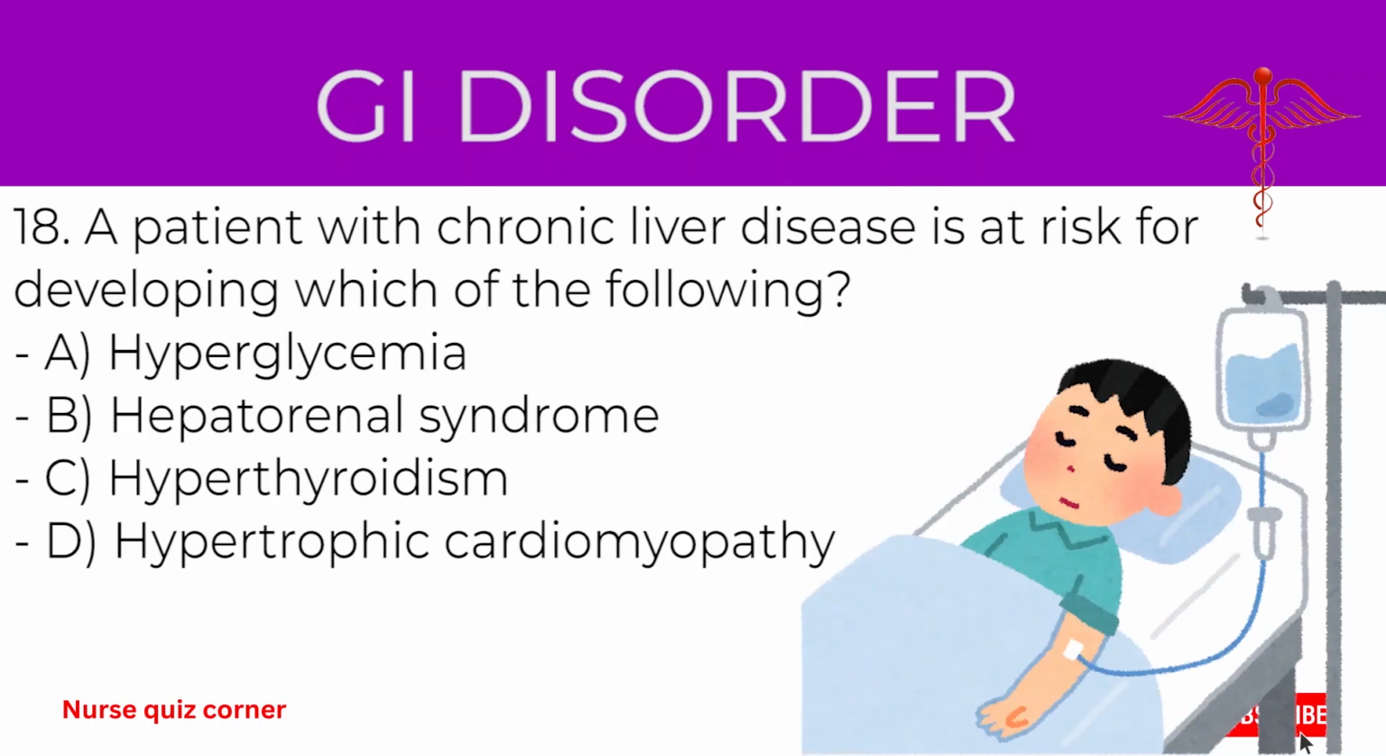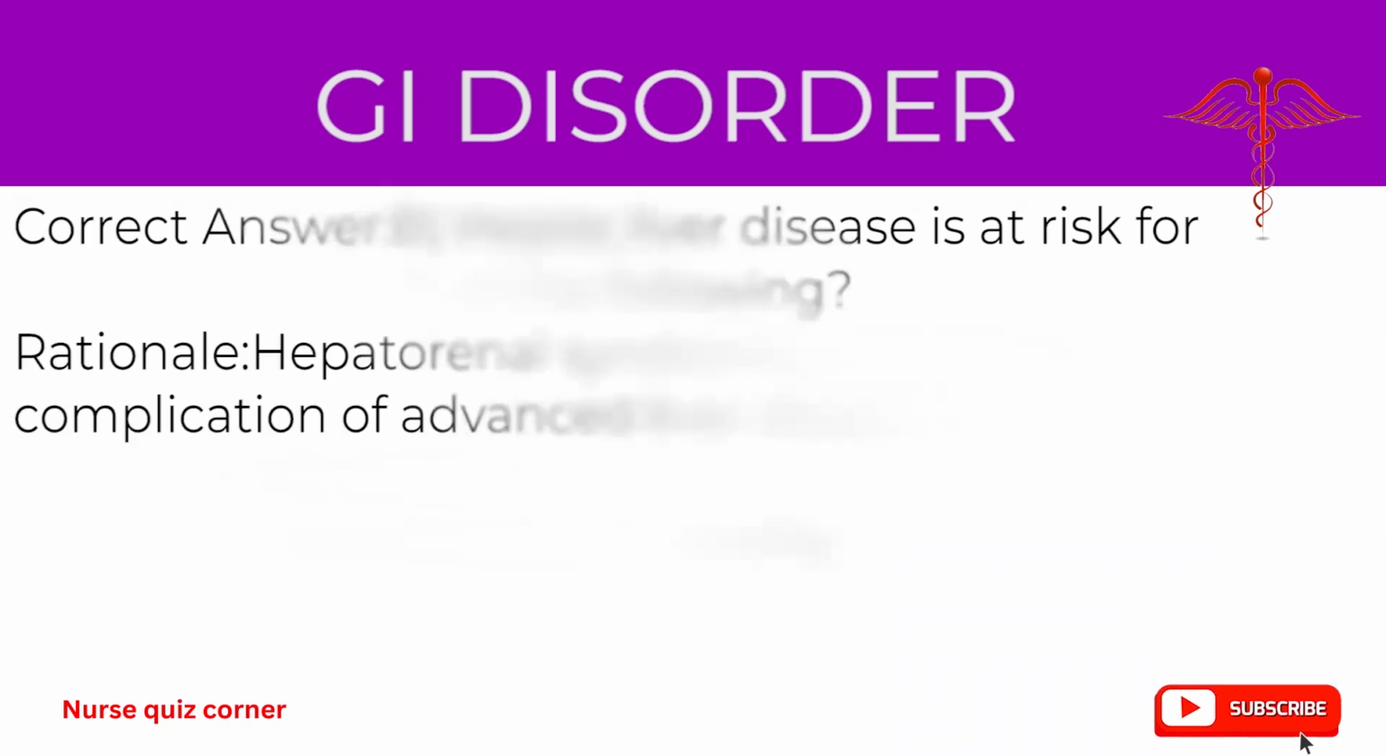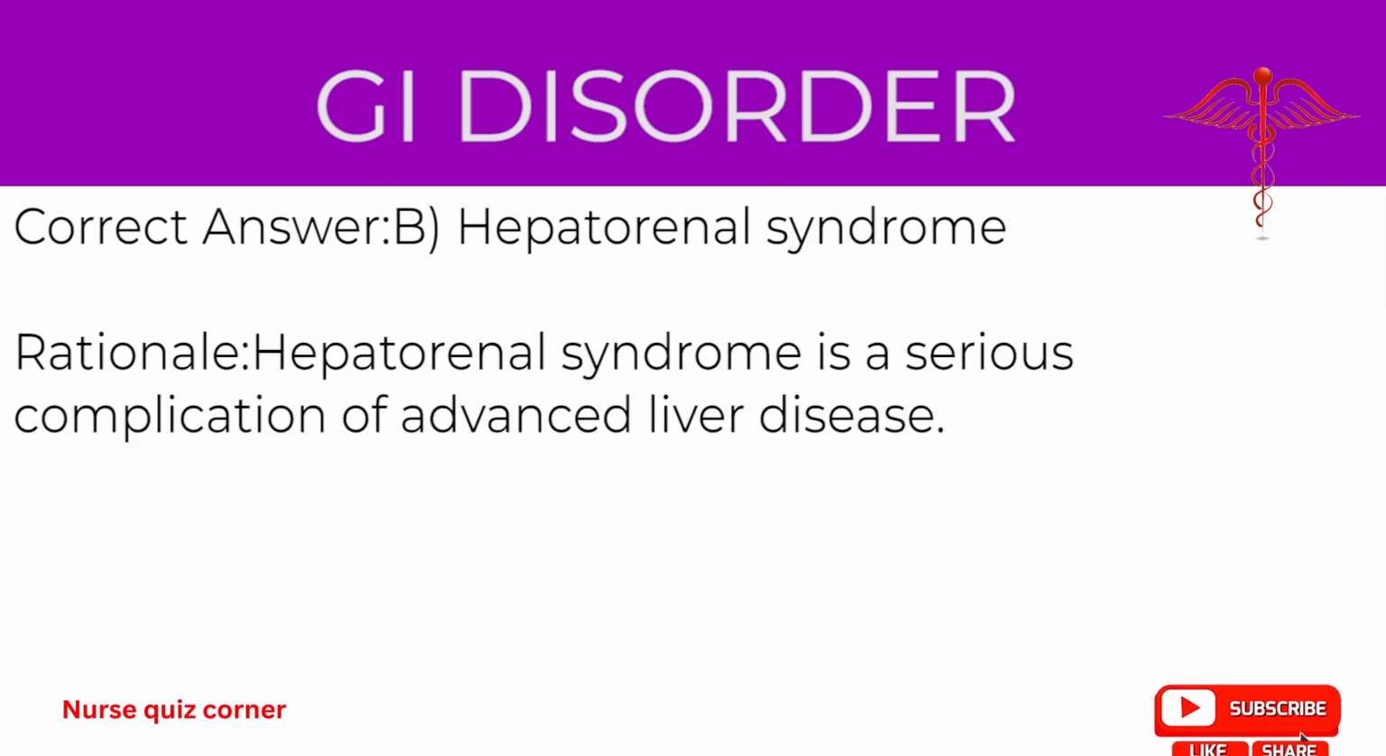18. A patient with chronic liver disease is at risk for developing which of the following? A. Hyperglycemia. B. Hepatorenal syndrome. C. Hyperthyroidism. D. Hypertrophic cardiomyopathy. Correct answer: B. Hepatorenal syndrome. Rationale: hepatorenal syndrome is a serious complication of advanced liver disease.